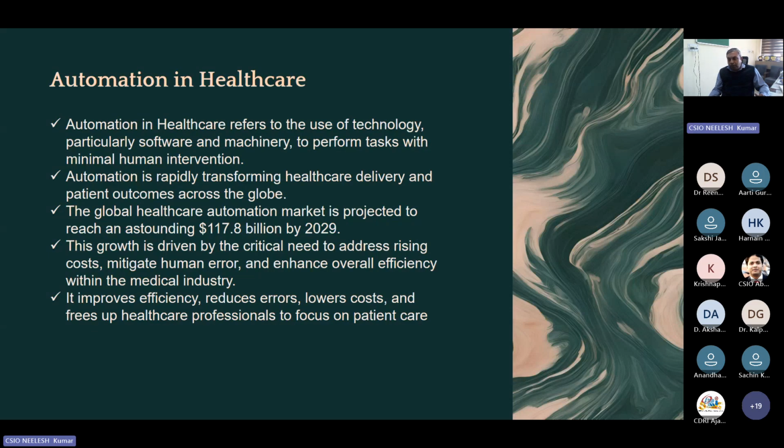And what are the advantages? With the help of automation, healthcare delivery, patient outcomes and processes are uniform, and it is happening across the globe. So whatever the standard routine treatment protocol, it can be applied to patients across the globe. Another very important requirement is to mitigate human error or subjectivity in delivering healthcare or treatment modalities, and it enhances the overall efficiency. So in short, it improves efficiency, reduces error, lowers the cost, and eases the burden on healthcare professionals, so they can focus on more patients or simultaneously take care of many patients.